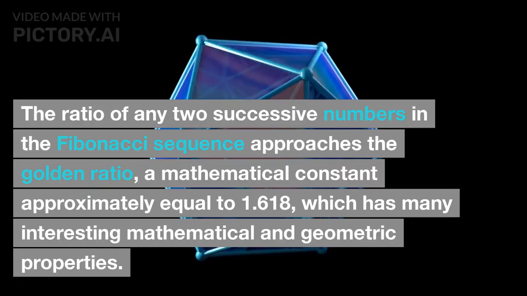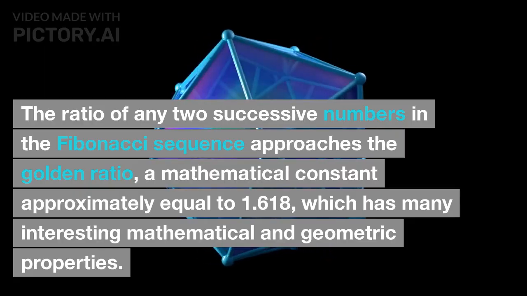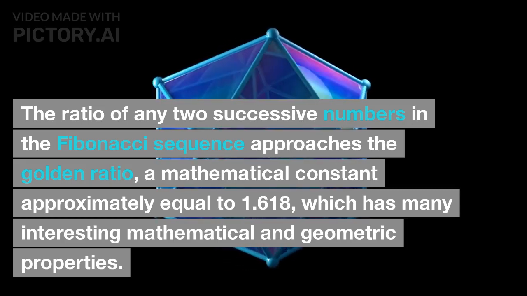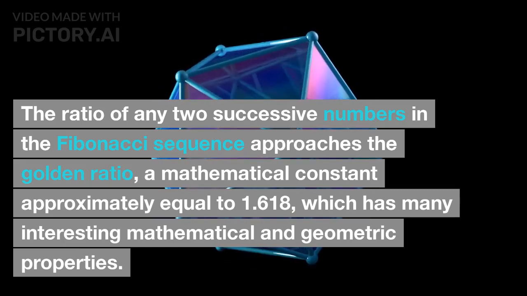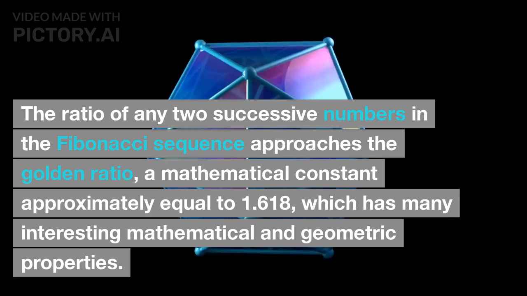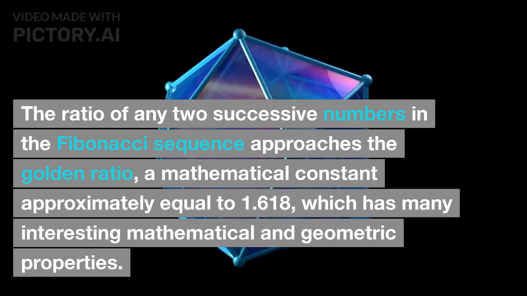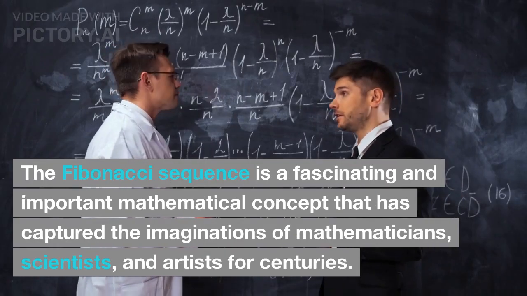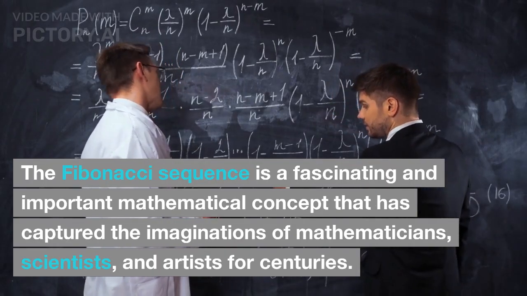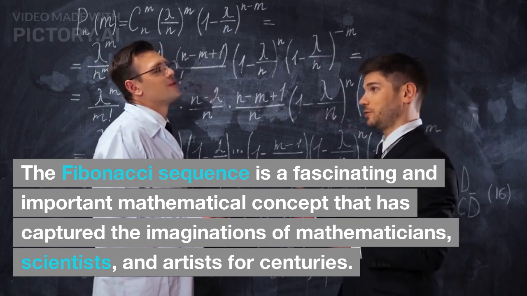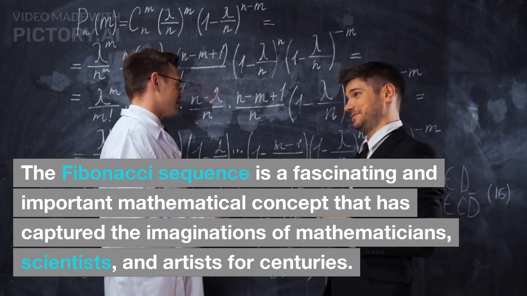The ratio of any two successive numbers in the Fibonacci sequence approaches the golden ratio, a mathematical constant approximately equal to 1.618, which has many interesting mathematical and geometric properties. The Fibonacci sequence is a fascinating and important mathematical concept that has captured the imaginations of mathematicians, scientists, and artists for centuries.